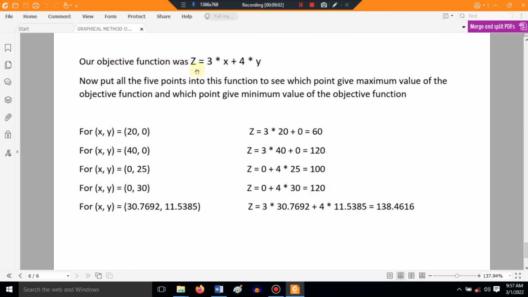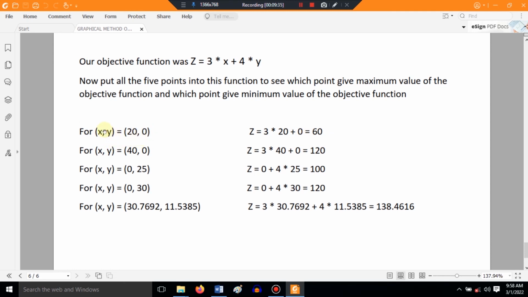Our objective function was z equals 3 times x plus 4 times y. Now we will put the x and y values of all the corner points into our equation of z, which is our objective function. By putting all these values into this equation, we obtain these values. Now you can easily see that the first point gives us the minimum value of the objective function. So this is our optimal solution for the minimization problem.